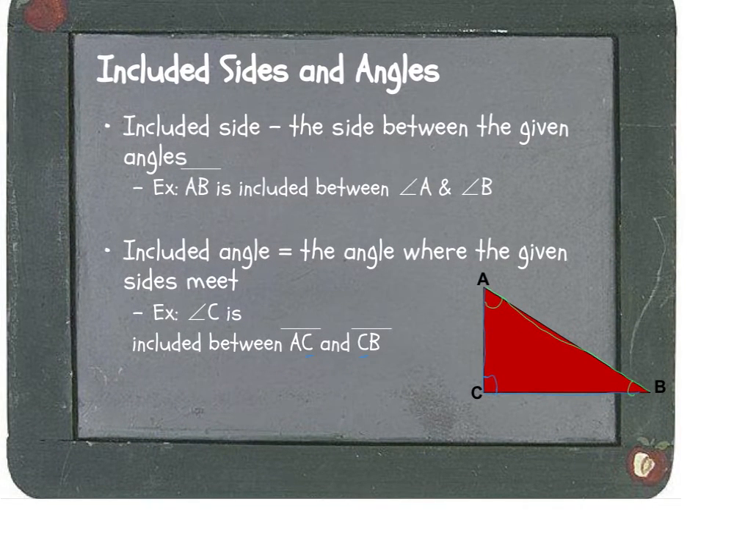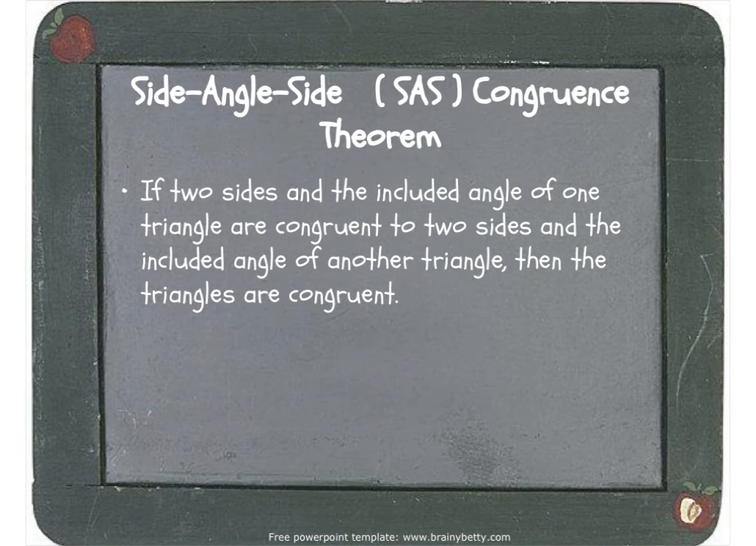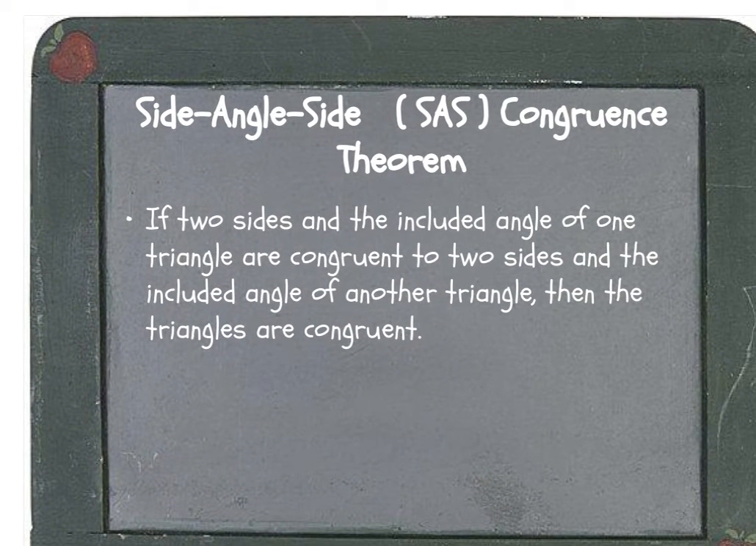Okay. Now, the reason we're learning about included sides and angles, guys, is because we're going to be using that for part of our congruence theorem, okay? So make sure you're familiar with what an included side and an included angle are. All right. If you're able to prove that two triangles are congruent, before, we used to have to prove that every single angle of a triangle and every single side of a triangle are congruent. What this theorem says is that side angle side congruence theorem. So if two sides and the included angle.